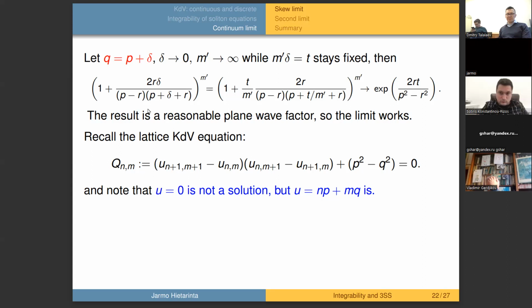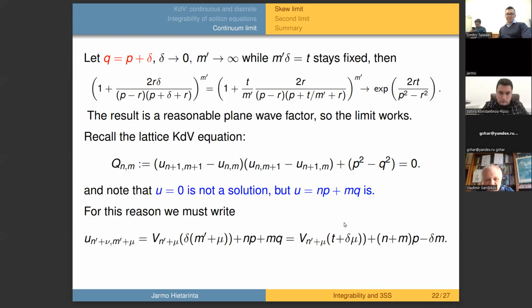Yet we want to make some limits here to calculate. So U is not a good variable here. We should shift U by NP plus MQ. This is a solution you can calculate. So we have to change variables once more.